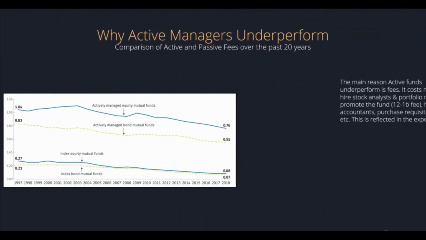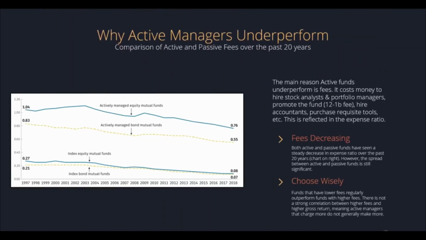Okay, so let's look at why active managers underperform. There's one primary reason, and that is fees. It costs money to hire stock analysts, portfolio managers, promote the fund. This is called the 12(b)(1) fee. Hire accountants, purchase requisite tools. For example, Bloomberg costs like $25,000 a year for a terminal, or quote unquote $20,000 a year discounted, and that's probably gone up. That was a quoted price from like 5 years ago.